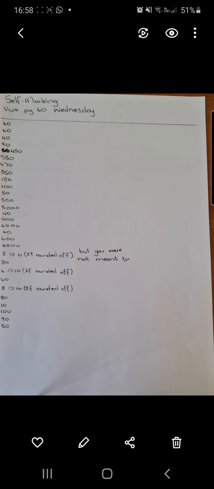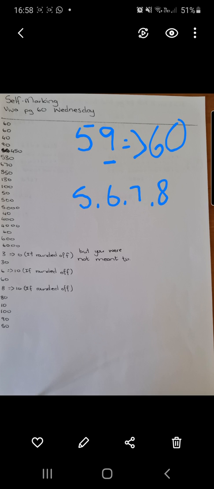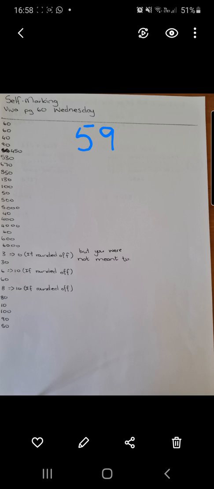So we had 59 here. If we're rounding off to the nearest 10, we're going to look at the unit to help us. So that's going to become 60. Anything that is either 5, 6, 7, 8, or 9 is going to round up to the next 10. And if it's 4, 3, 2, or 1, it's going to round down. But this one that we just did was supposed to round up.